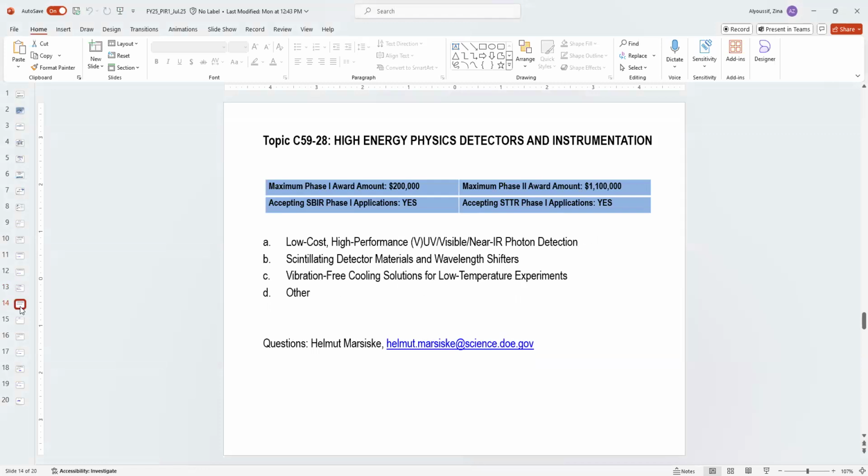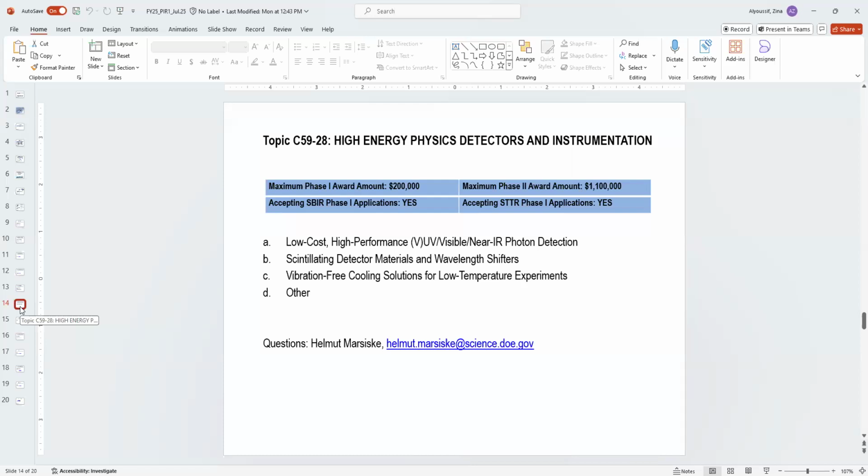28, and it's also yours. Go ahead. Right, so again, we have multiple subtopics. First one, A, is low-cost, high-performance photodetectors. Here we're looking at a multitude of technologies to detect photons over a very wide wavelength range, going from the vacuum UV to the near IR.